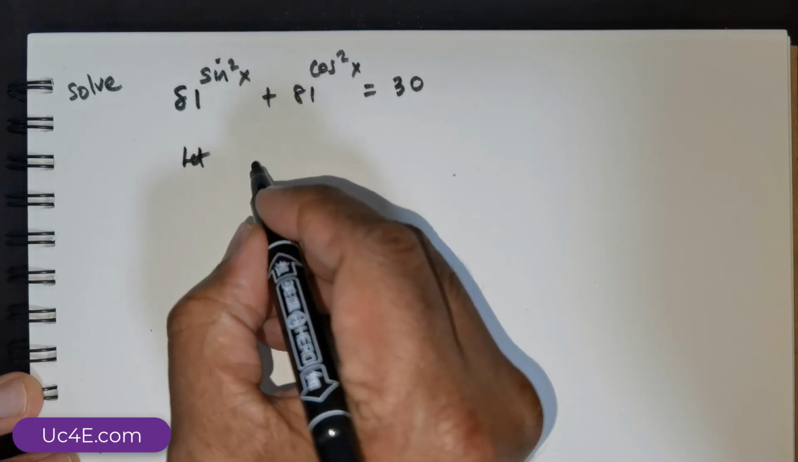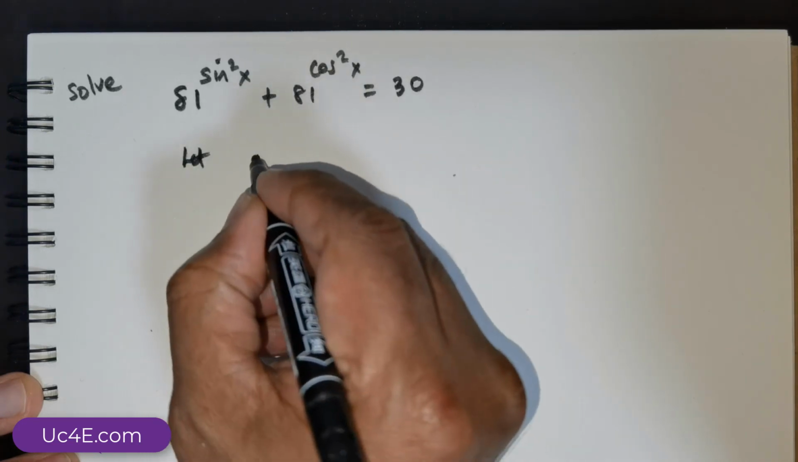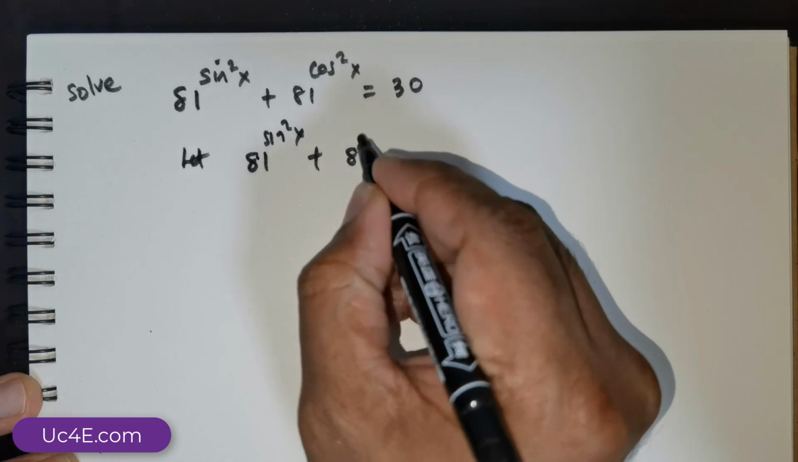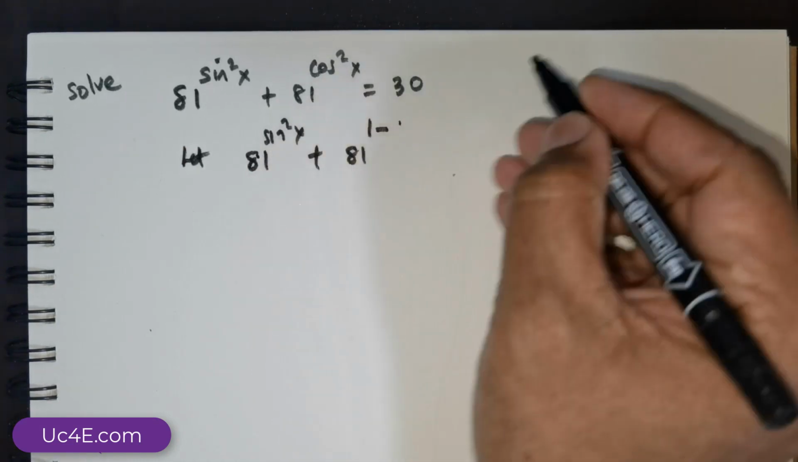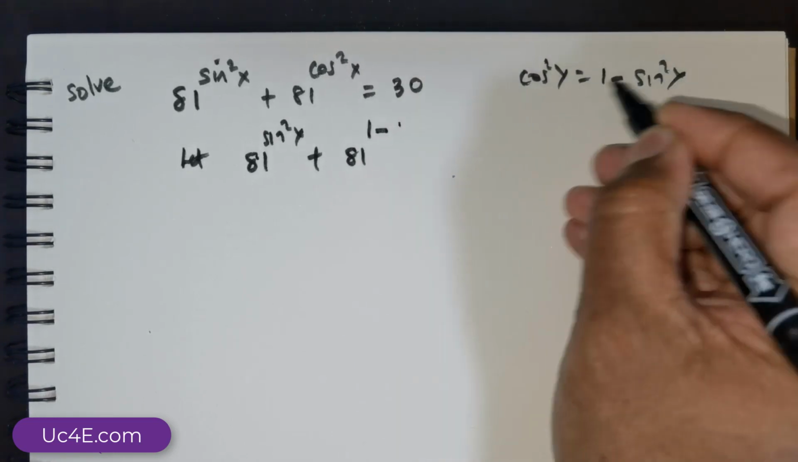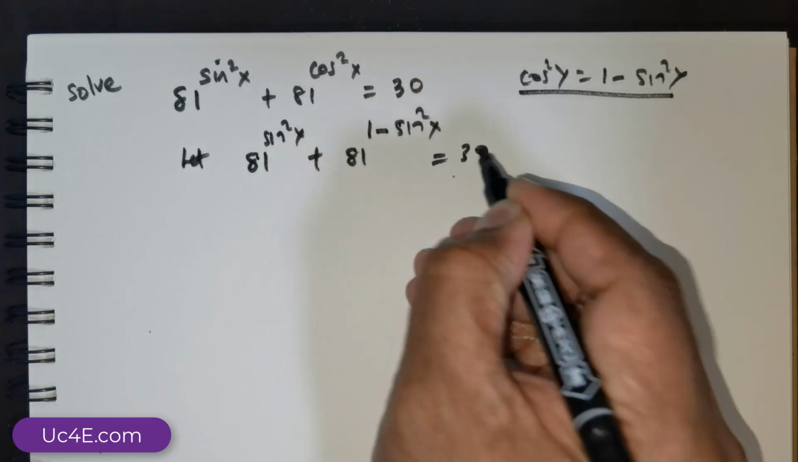Now what I wish to do is rewrite this quantity 81 raised to the power of sine squared x plus 81 raised to the power of cos squared x is equal to 30, as 81 raised to the power of sine squared x plus 81 raised to the power of 1 minus sine squared x. Now we know that cos squared x is equal to 1 minus sine squared x, so I'm going to substitute that.